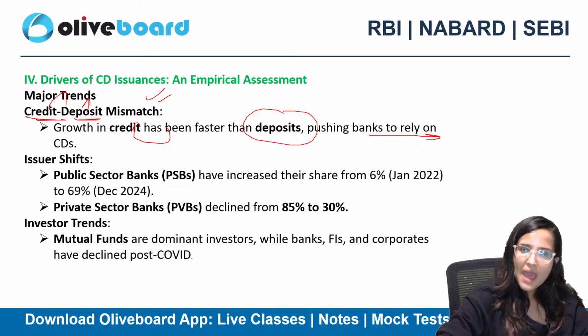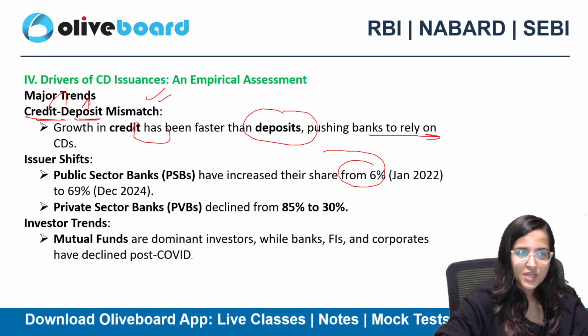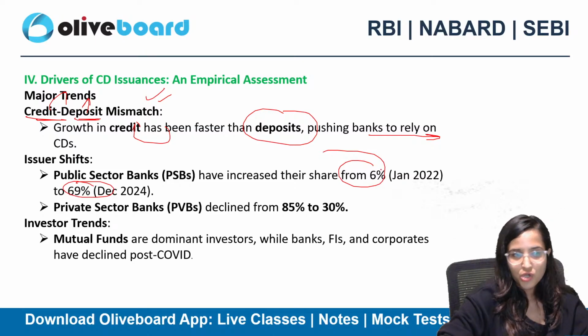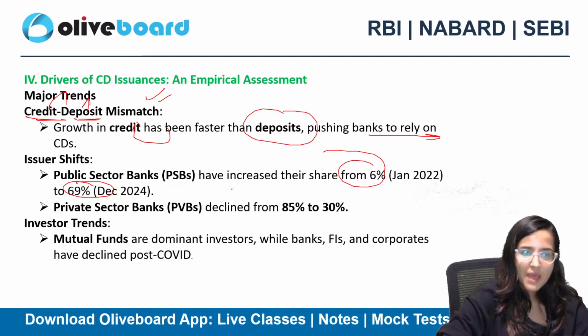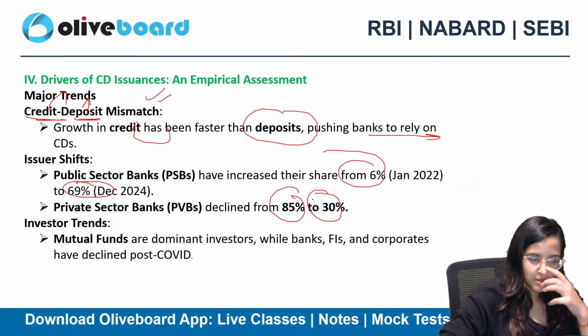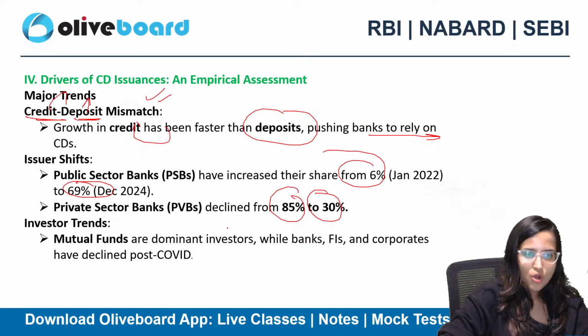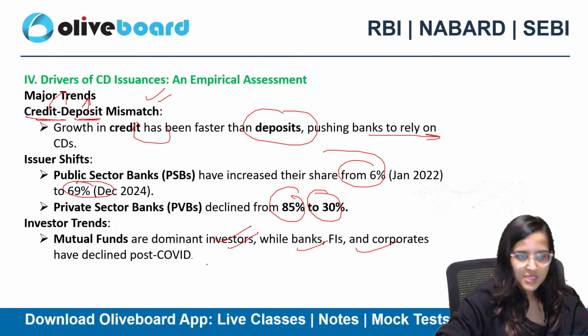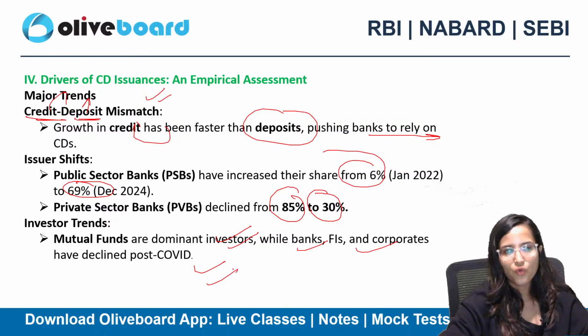Public sector banks have increased their share from 6% to 69% from 22 to 24. Private sector banks declined from 85 to 30%. And mutual funds are dominant investors, while banks, financial institutions, and corporates have declined post COVID.